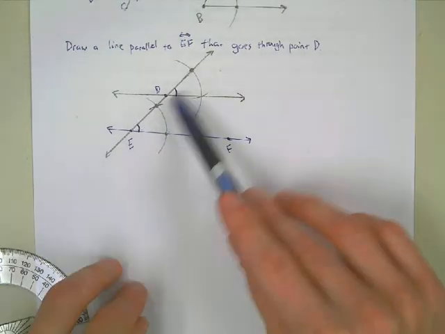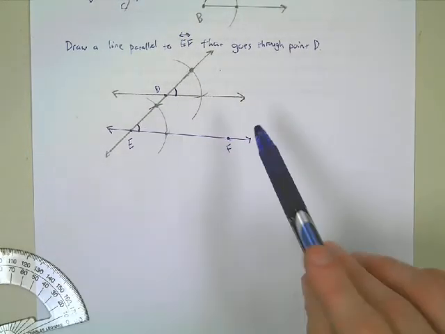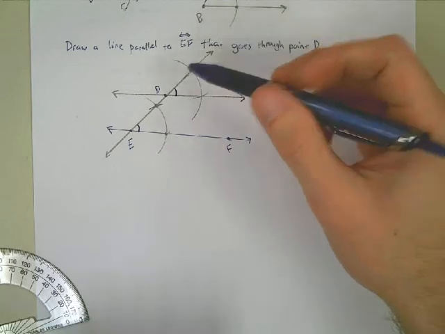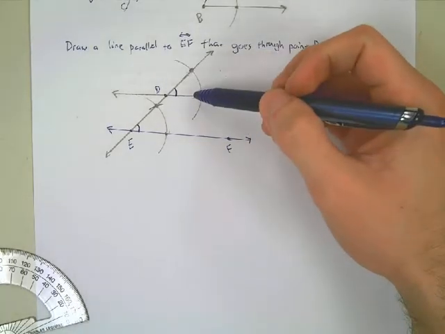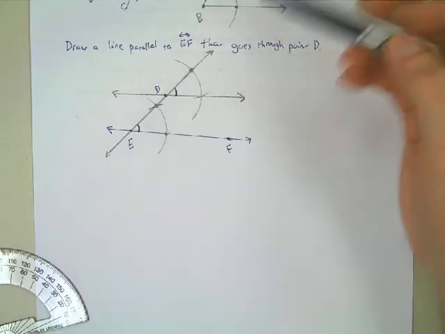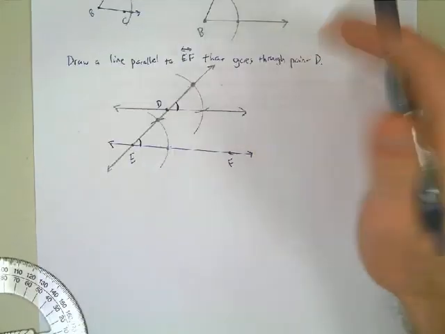Now granted, because of human error, or because the compasses aren't that great, it's not going to be exact. But if we were to be very, very precise and careful here, we would have actually created parallel lines, because we have corresponding angles congruent. Okay? So that's that construction. You merely copy the angle up to there.